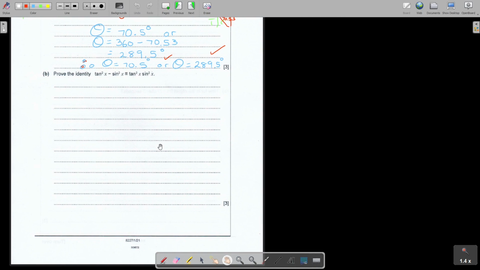Okay. And now I'm taking it to sin and cos. I usually like to write both sides, but in this case, I'm just going to write the left-hand side. Please don't work with both sides. I indicate this is the left-hand side.